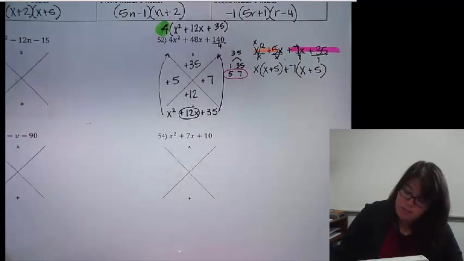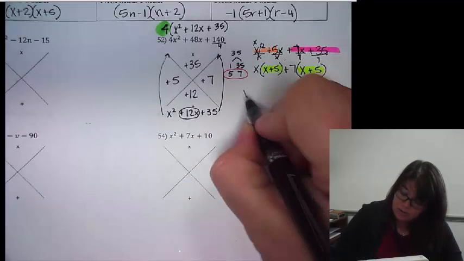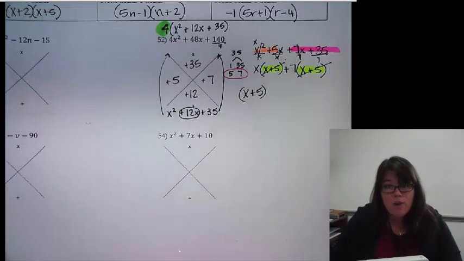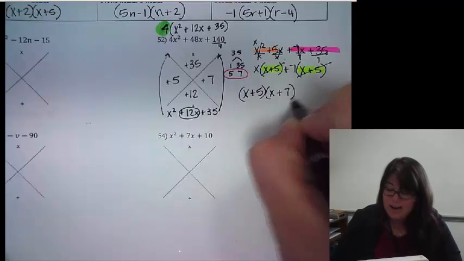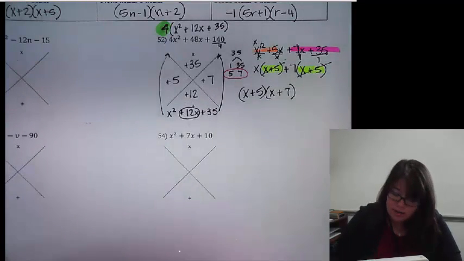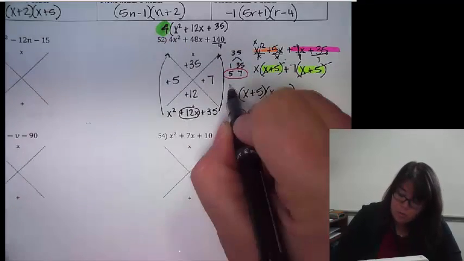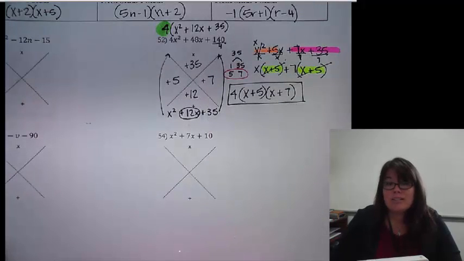I check to see if my twins are there, and they are. So let's factor those out. And then if I factor these out, what's left over? X plus 7, sure. That's our other factor. Now I check to see, did I have a greatest common factor when I started? Oh, I sure did. So let me put that out front as well. Once all of your pieces are there, you're done. Okay? So let's take a look at another one.